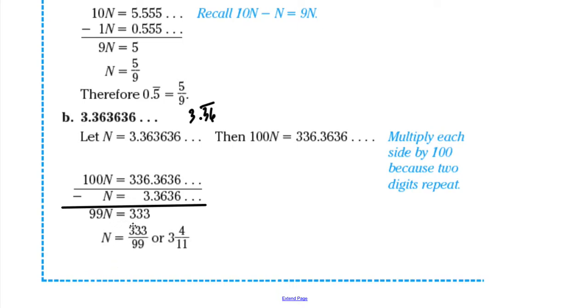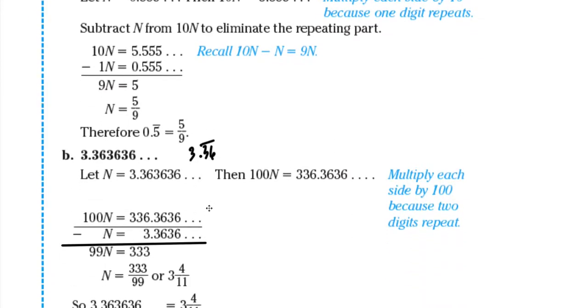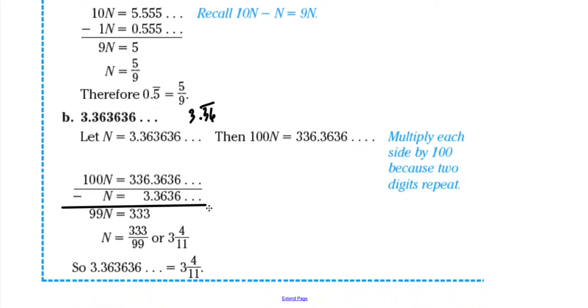If we divide both sides by 99, we end up with 333 over 99, or 3 and 4 elevenths. So 3.363636... is equal to 3 and 4 elevenths. Okay? So again, rewind this, pause this, redo example number 2 if you haven't learned it the first time around.